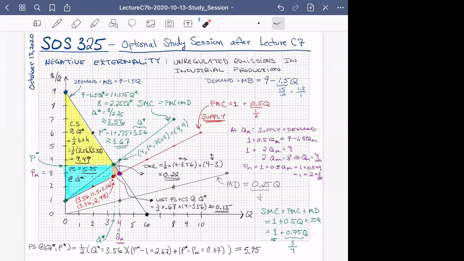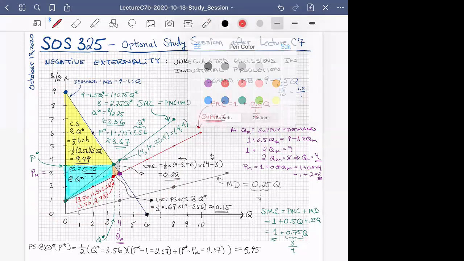Can you repeat what you just said about how this is a Kaldor-Hicks improvement, where the deadweight loss is greater than the quantity of lost producer surplus and consumer surplus? Like, how did you find that out?